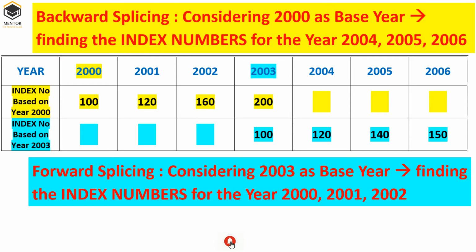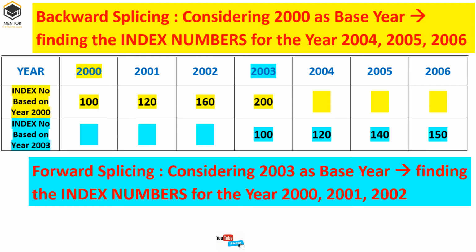Here, if you see, if I consider the year 2003, I already have the data for 4, 5 and 6. So I have the data for the next years. If I consider the series of 2000, I don't have the data for 2004, 5 and 6. So I have to create the index number for this. That's the reason it is backward splicing, by considering the previous year.